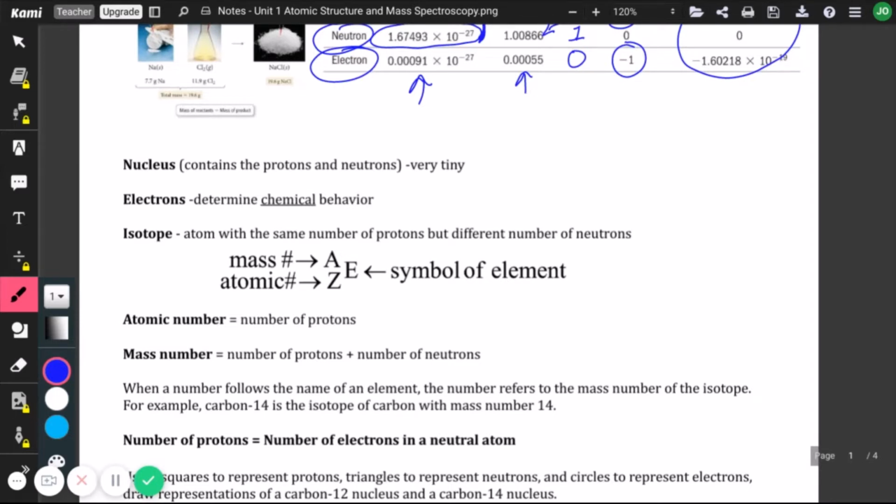Next we've got electrons. Electrons determine the chemical behavior. So they're going to determine what that chemical reacts with. It's all based off of your electrons. The chemical behavior, be it toxic, non-toxic, be it reactive, non-reactive, whatever it is, that's based off of your electrons.